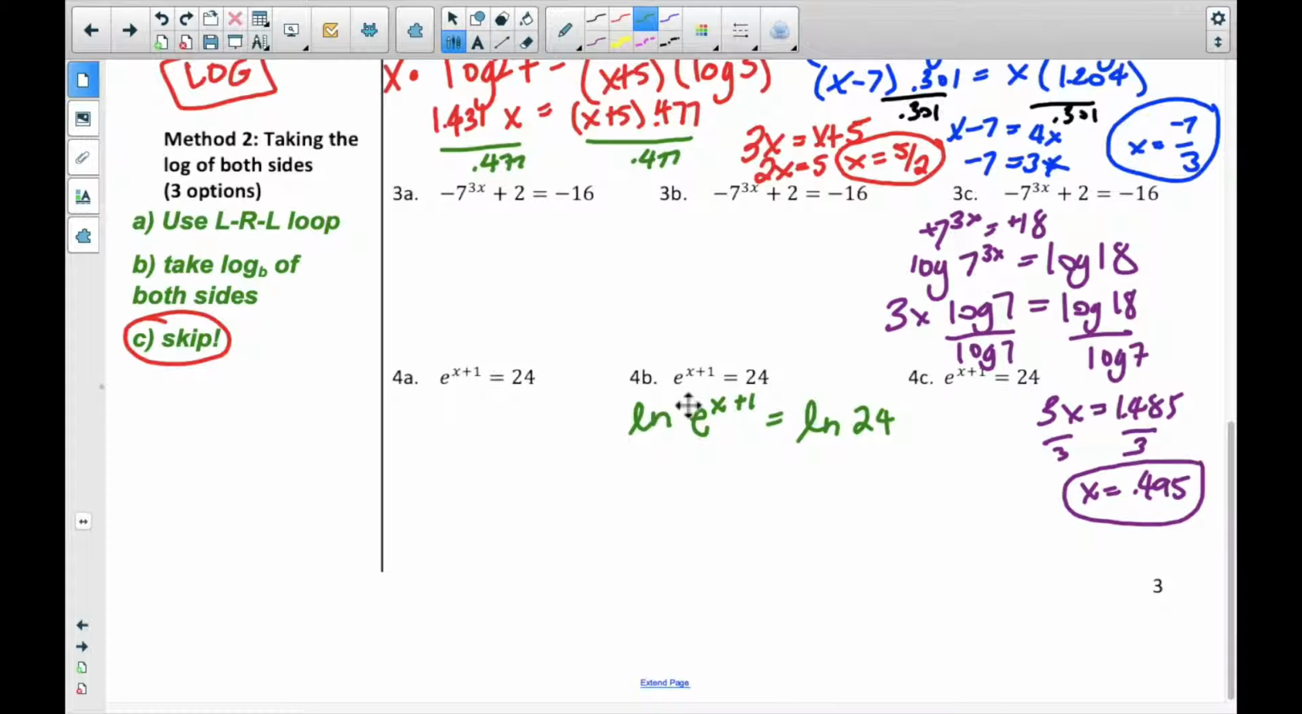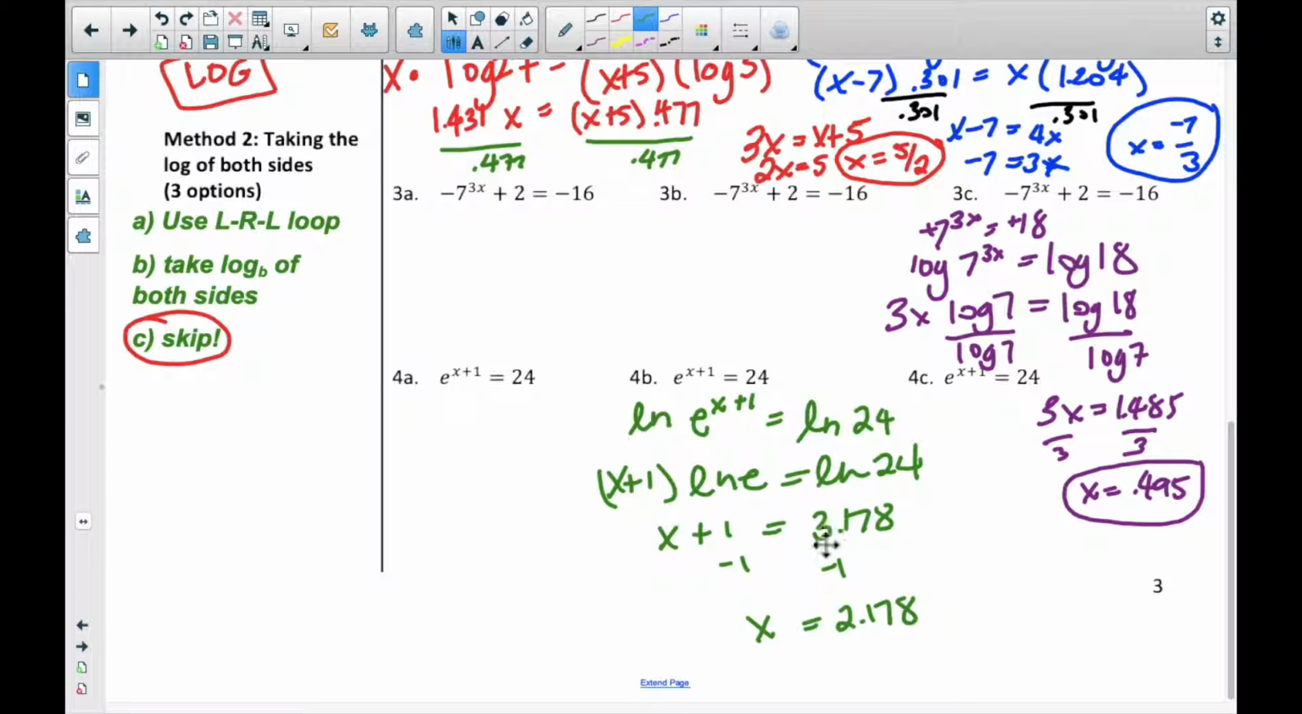Okay, I have a power. Power needs to come out front. Okay, the natural log of e is just 1, so I have 1 times x plus 1. And the natural log of 24, I need a decimal value for that. Okay, that was 3.178. I need to subtract 1, and I get my answer of 2.178.